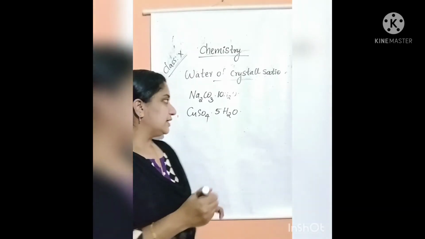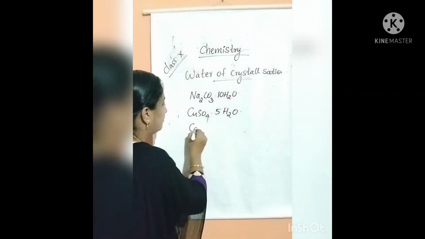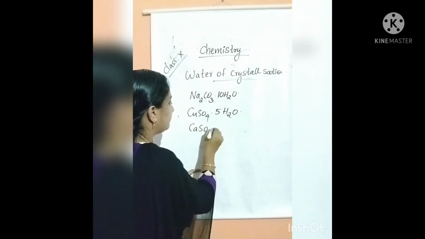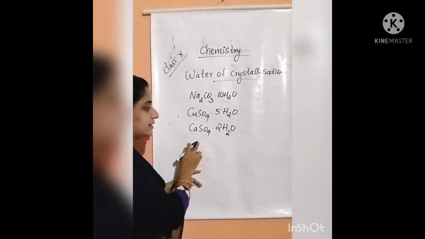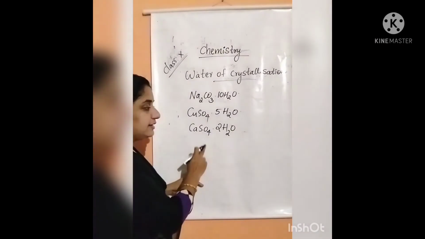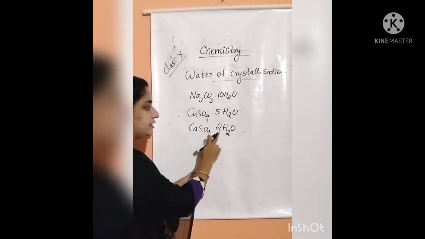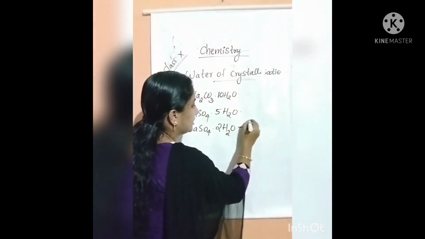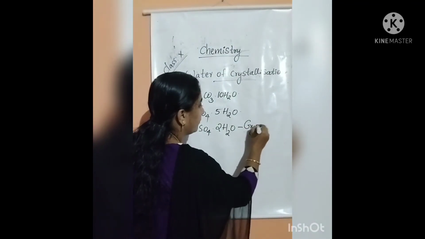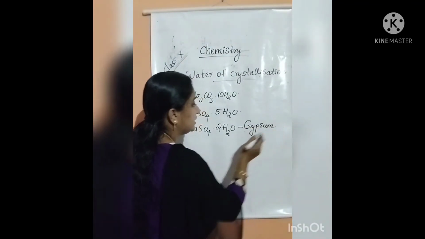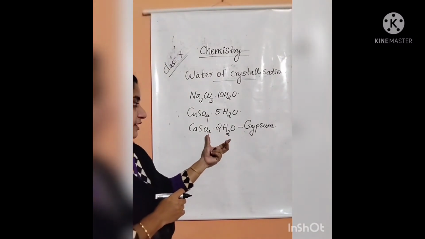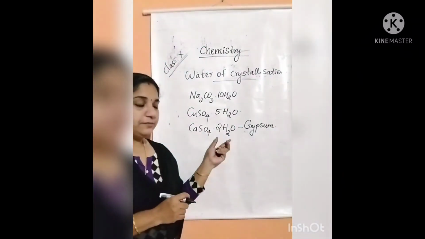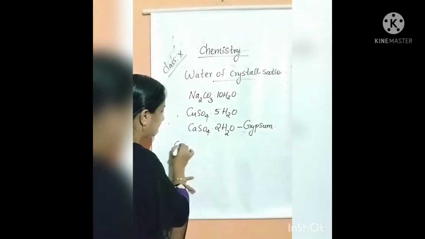Okay, another example is calcium sulfate 2H2O. This is another example for water of crystallization. It is known as gypsum. When we heat this gypsum, what happens?